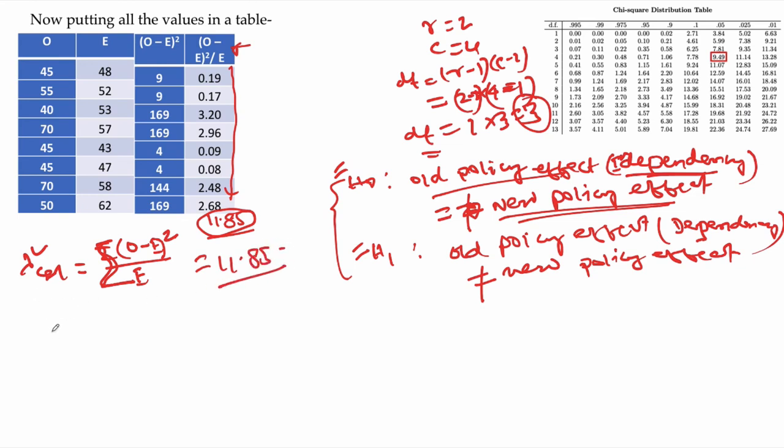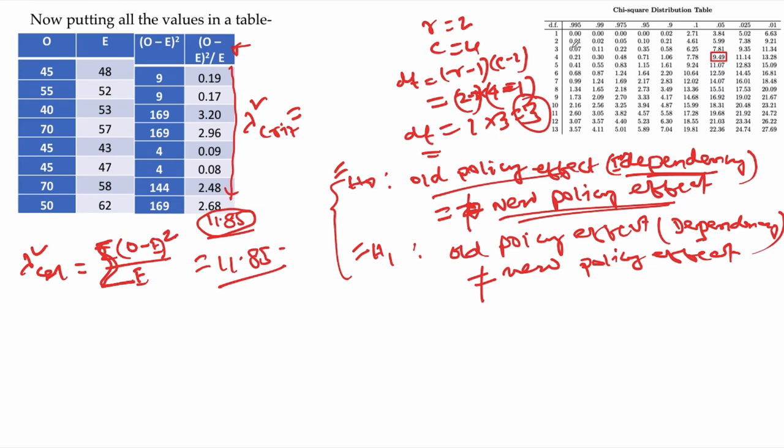Now I need to find out the critical value. So the chi-square critical value, if I need to calculate, we need to take the help of this chi-square distribution table. Now you can get this from the internet. I have also attached the chi-square table after this lecture as a downloadable resource. But you can also go to Google and search for the chi-square distribution table, and you will get a similar table. There is no difference in that.